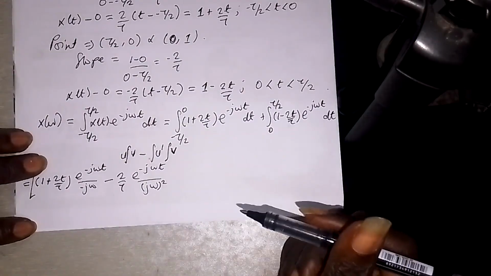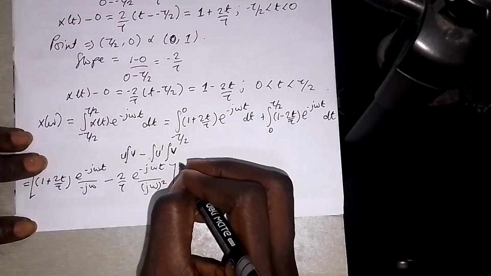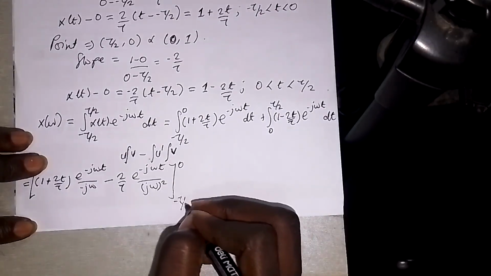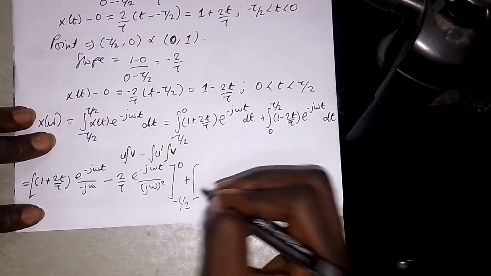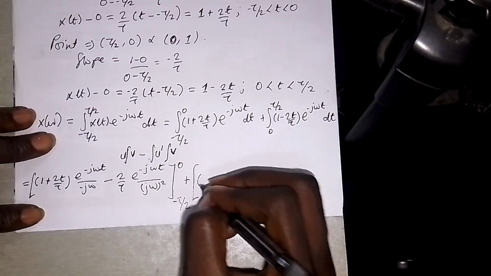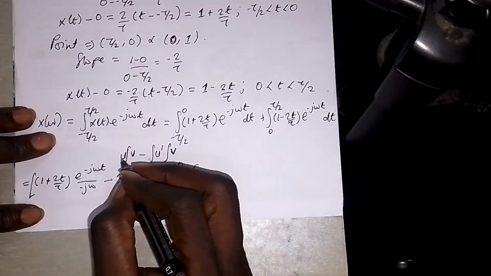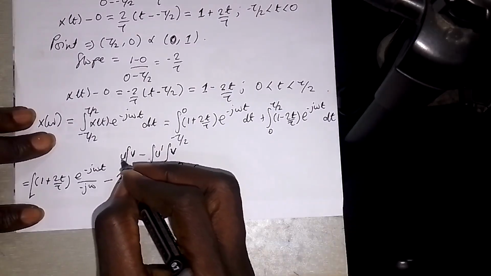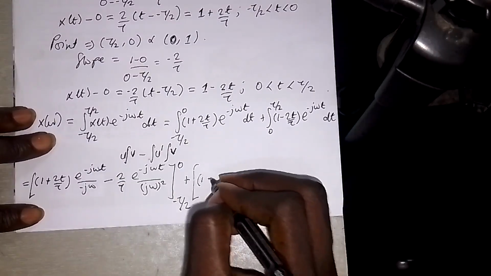Now if I have this one, I can close here like this and put in my limit, which is 0 minus tau on 2. Now I can have plus, then I'll come to the next one. I'll maintain this guy in the first instance, because u is being maintained. It's not being differentiated, it's not being integrated. It's being maintained as it is.